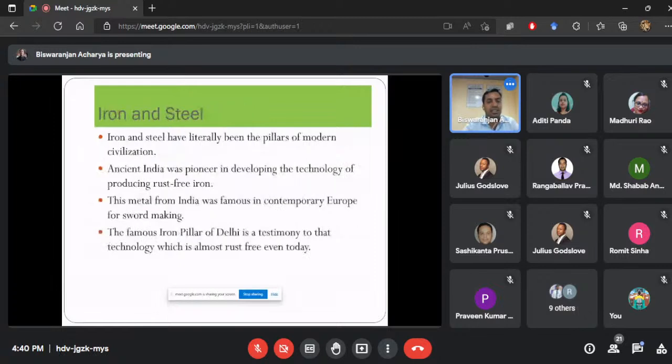Iron and steel. Iron and steel have literally been pillars of modern civilization. Ancient India was a pioneer in developing technology for producing rust-free iron. This metal from India was famous in contemporary Europe for sword making. The famous iron pillar of Delhi, at Qutub Minar, is a testimony that the technology was almost rust-free even today.